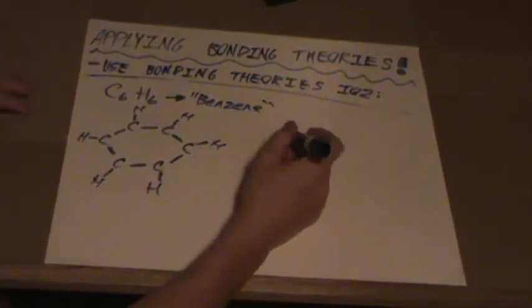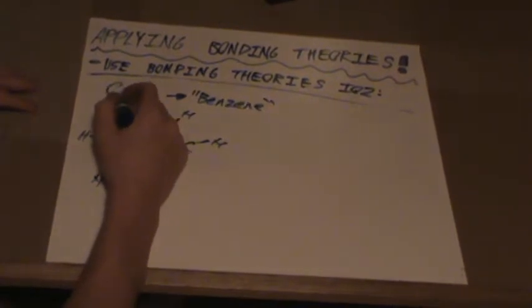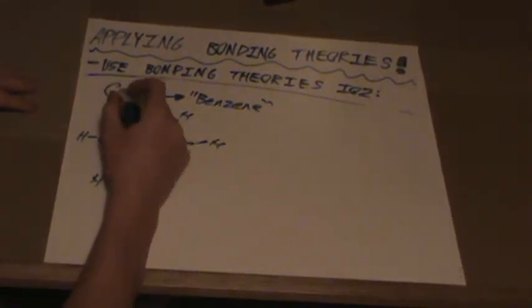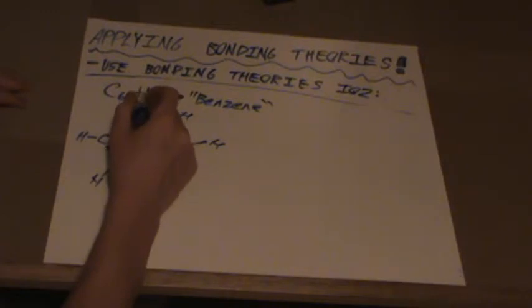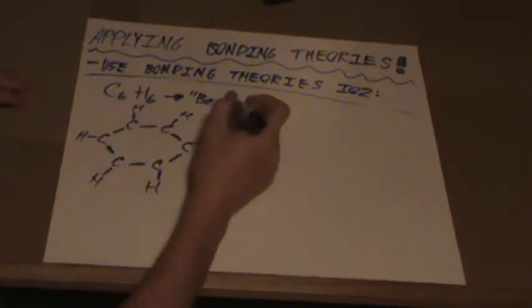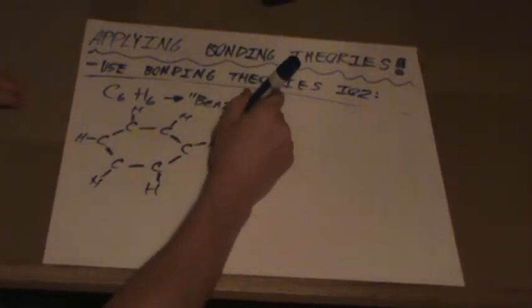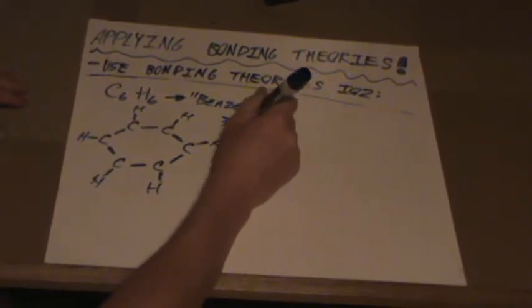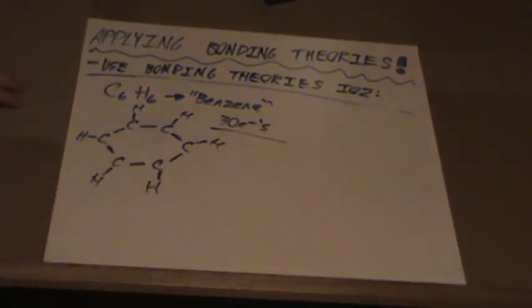Because as we know, there are 4 valence electrons in the carbon. 6 times 4 is 24, and then 6 electrons in the hydrogens. There are 30 electrons within this molecule.